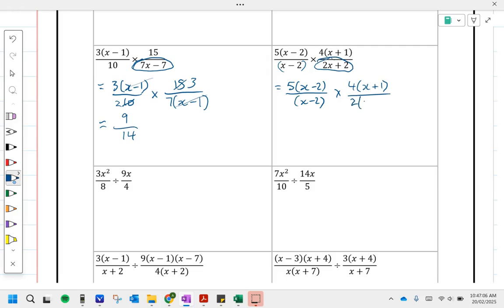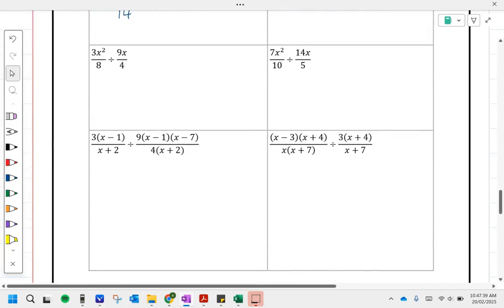2x divided by 2 is x. Put a plus sign. 2 divided by 2 is 1. And now we can start cancelling. We can cancel vertically this time. X plus 1s. And 4 and 2, both divisible by 2. That's 2 and that's 1. So we can multiply across. 5 times 2 is 10. Over 1 times 1 is 1. So we can just leave it as 10.